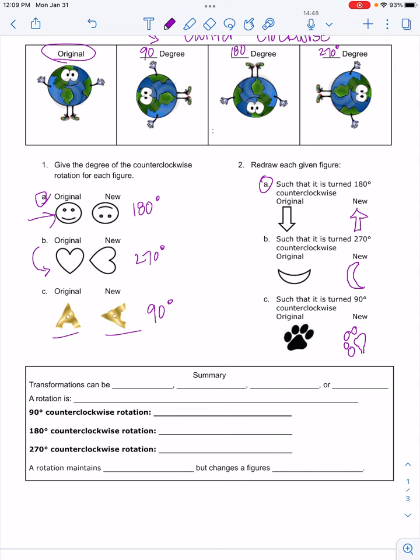We've talked about translations, reflections. Today we're talking about rotations. And eventually we'll talk about dilations, and those are the four types of transformations. A rotation is turning a figure about a fixed point.